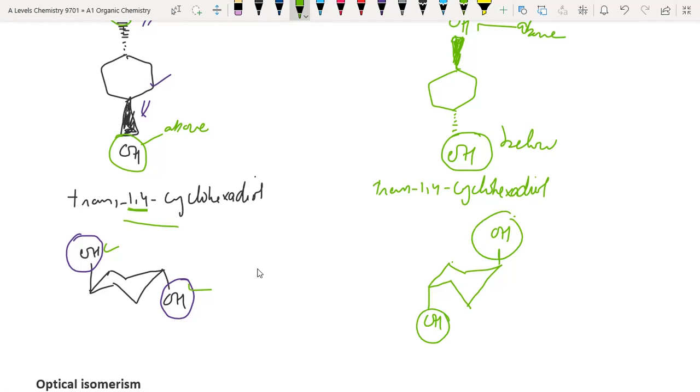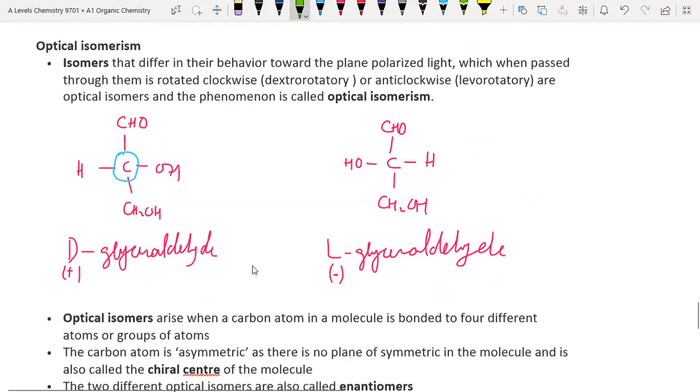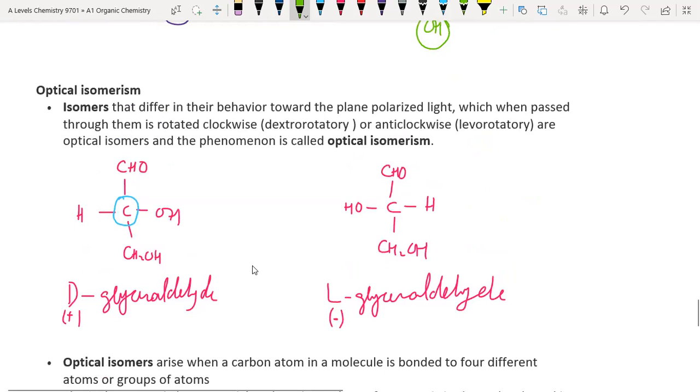This was the geometrical isomerism that arises due to the restriction of rotation of bond due to the presence of ring structure or double bond or unsaturation. Last type of isomerism is optical isomerism. That is the second type of stereoisomerism. What are optical isomers? And what is optical isomerism?